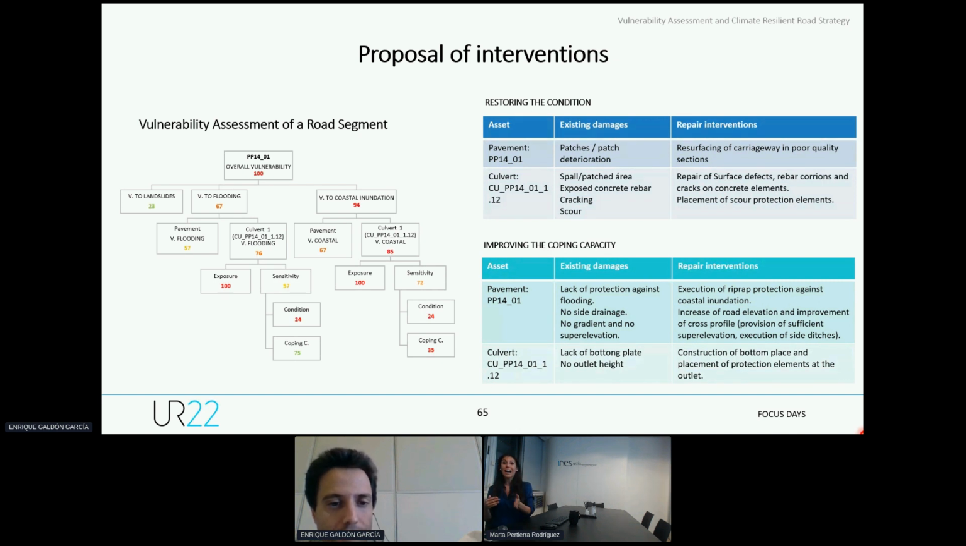So on the right, as we have in the asset sheet, we have all the deteriorations, damages, but also all the design flaws that create that low coping capacity. With a library of recommendations, we can have interventions that link the damages to the proposed intervention. We have to do a proposal of the specific construction work that you should do in each asset of the network. Next.